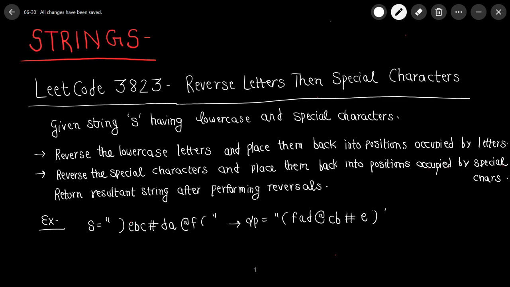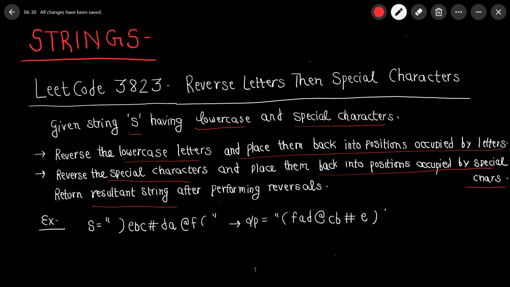Hi everyone, so today we will be solving LeetCode 3823. It's called Reverse Letters Then Special Characters in a String. In this question, we are given a string S having lowercase letters and special characters, and we need to reverse the lowercase letters and place them back into positions occupied by letters, and same for the special characters. And we need to return the resulting string after performing the required reversals.